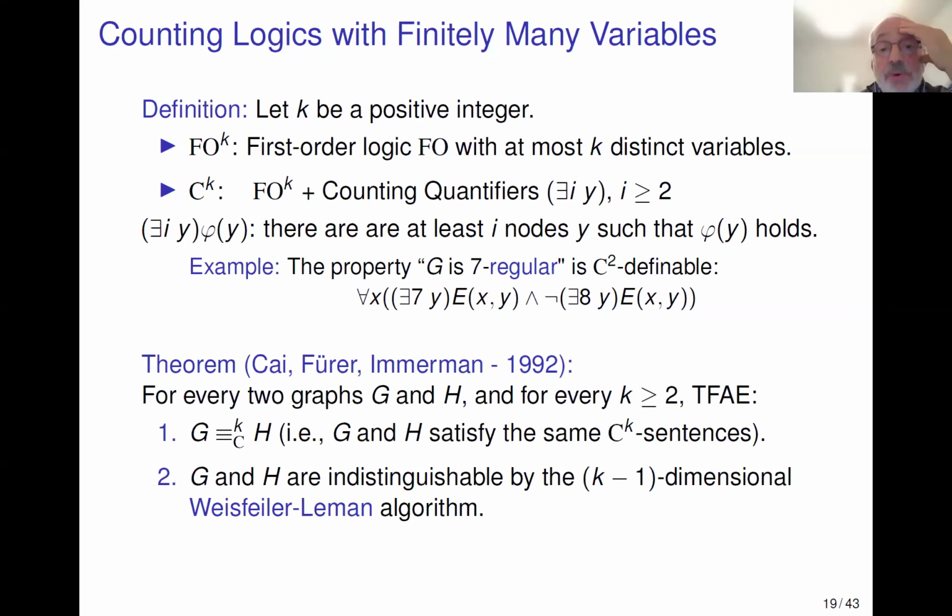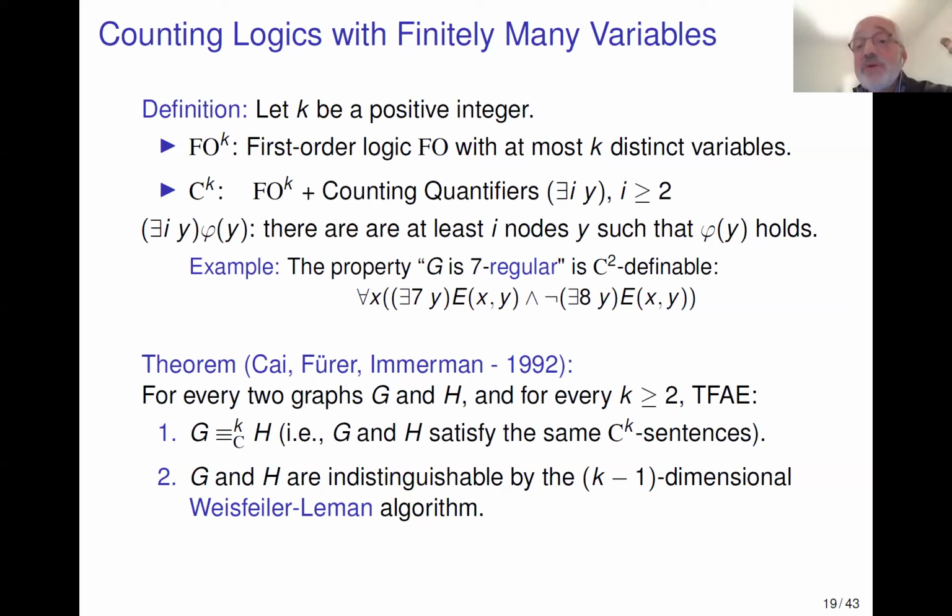There is a very important theorem by Cai-Fürer-Immerman in 1992 in a beautiful paper, one of the gems of finite model theory, which among other things, this is not even the main result, but it's an important result. It says that for every 2 graphs, the following are equivalent. The graphs cannot be distinguished by a sentence of C^k. They satisfy the same sentences of first order logic with k variables and counting quantifiers.